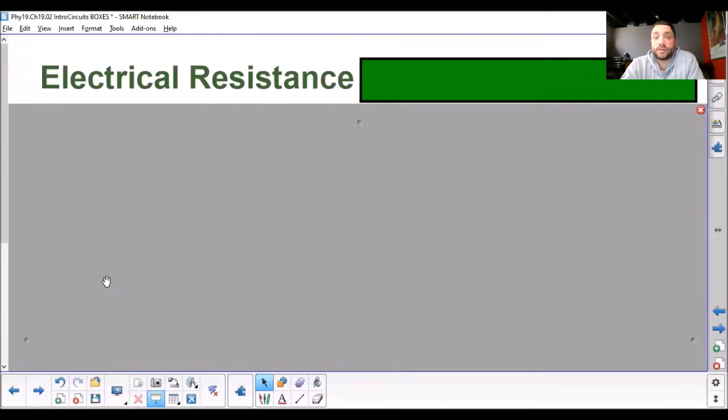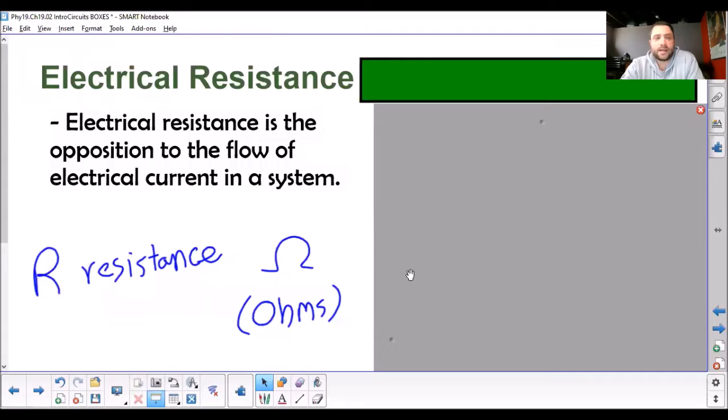Okay, the next thing is electrical resistance. Electrical resistance is what is resisting the flow of electrical charge through the system. Every single device in a circuit has some kind of resistance. Obviously, things like metal have very little resistance. Other things have a lot of resistance. That's why you wear rubber gloves when you're working on electricity, or use plastic screwdrivers, because they don't conduct electricity very well. They have a lot of resistance.